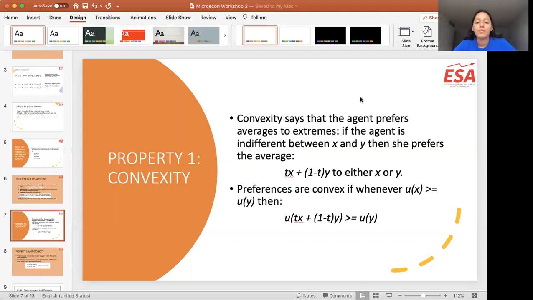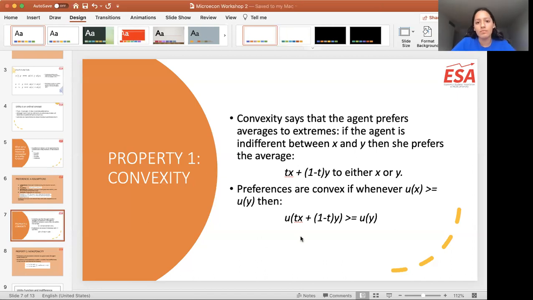So preferences are convex if whenever the utility of X is greater than or equal to the utility of Y. Basically, just think of it this way. If there are two goods, good X is apples and good Y is bananas. If convexity exists between those two goods, you would say that you prefer to have a mix of apples and bananas. So you prefer to have an average rather than only bananas or only apples.